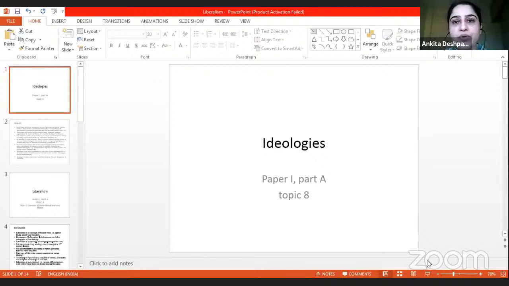Liberal theory, I've already told you, is limited to your social contract thinkers. But today, while teaching you ideology, I'm also going to tell you what is liberal theory of state as well as neoliberal theory of state. So with one, liberalism, you'll understand liberalism as an ideology. You'll understand liberal theory as well as neoliberal theory of state. That's your theory of state, which is topic number 2, Paper 1, Part A, topic number 2.